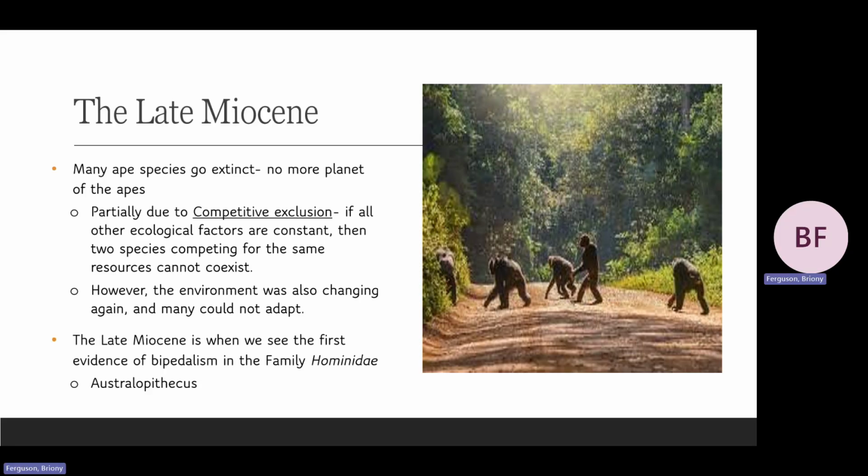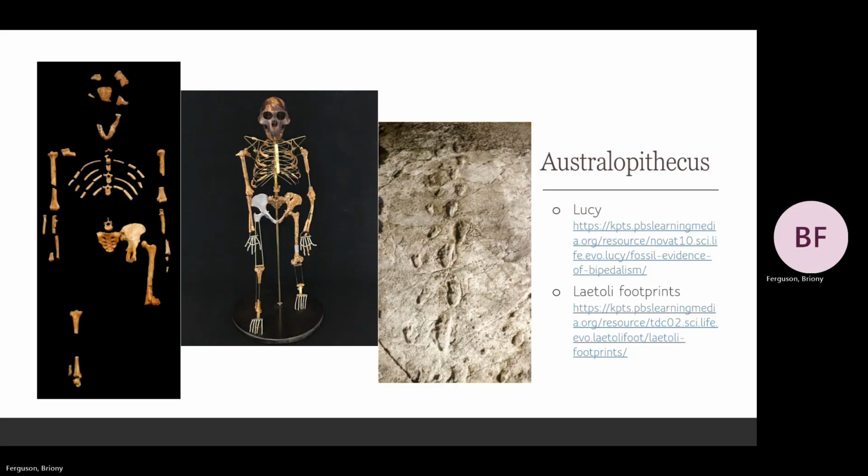We see this in Australopithecus. Of course, this is sometimes debated because there are earlier human ancestors that show some signs of bipedalism in their skeleton. However, it isn't enough to say that they were consistently or habitually walking bipedally. Australopithecus is the first species that we can say definitively was walking bipedally a good majority of the time.